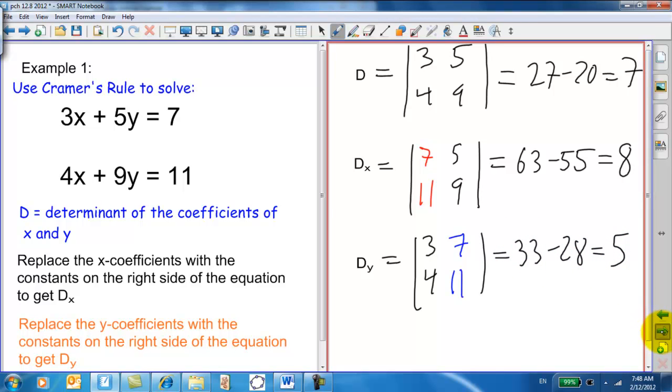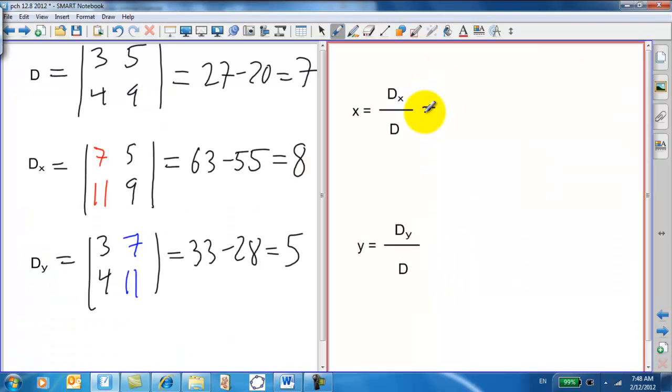Now, you can check this. D sub x is 8 and D is 7. So there's your answer for x. And y is defined as D sub y over D, so that's 5 sevenths. 8 sevenths, 5 sevenths. And that's the solution.